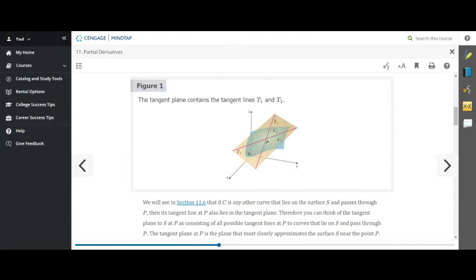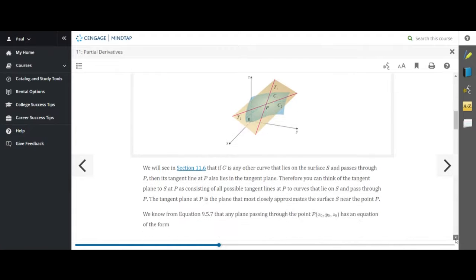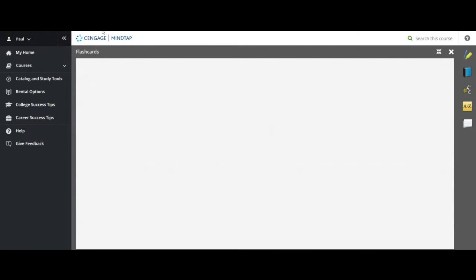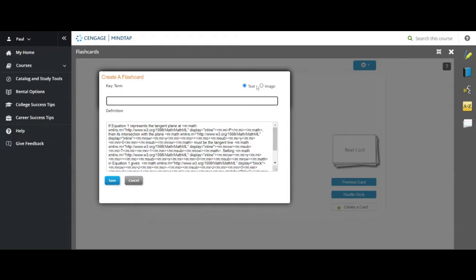So we can manipulate the equation of the plane by taking y equals y sub 0 and substituting it in the equation of the plane right there above. If we do that, we're going to get z minus z sub 0 equals a times x minus x sub 0. That's the point slope form of a line, though. What is this here? Hold on. I don't know what happened here. Hold on. Let me go back here.